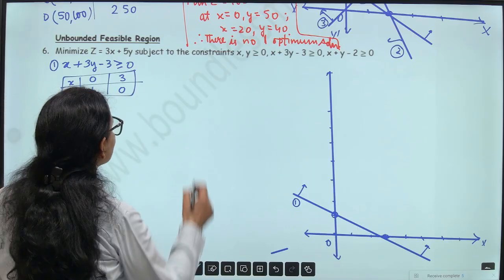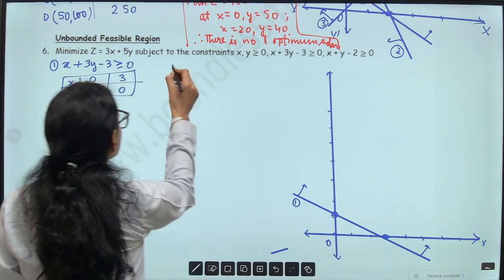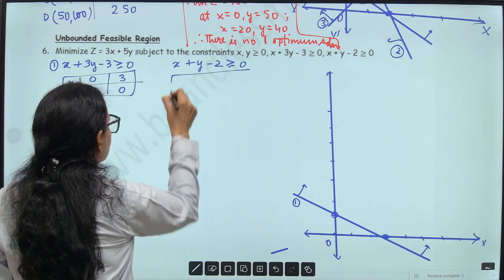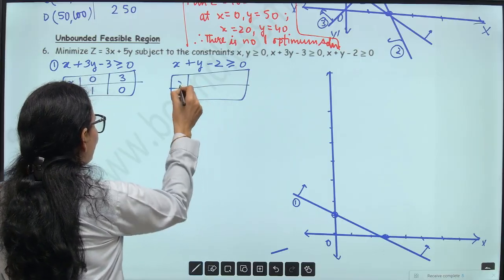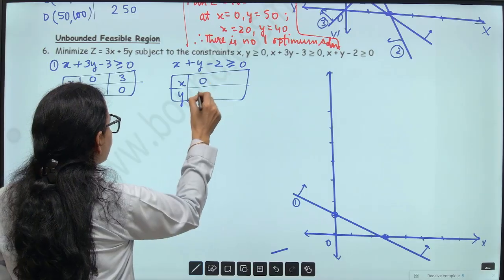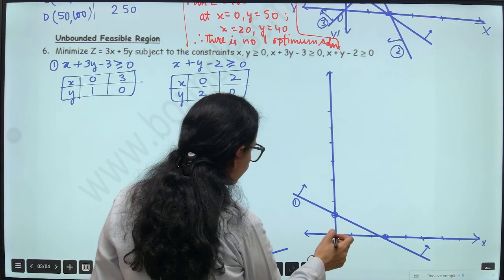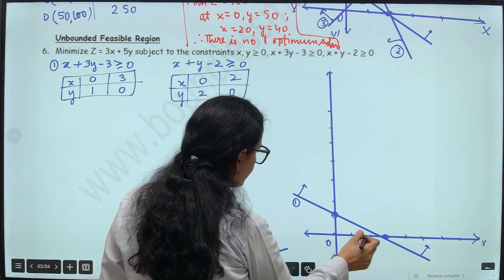Now let's look at the second explicit constraint: x plus y minus 2 greater than or equal to 0. Make the table of x, y. When x is 0, y is 2. When y is 0, x is 2. So x is 0, y is 2, and when y is 0, x is 2.